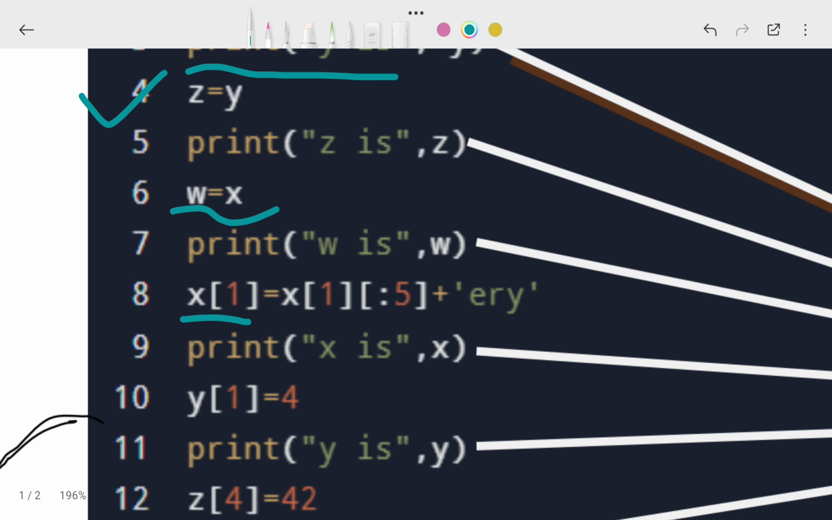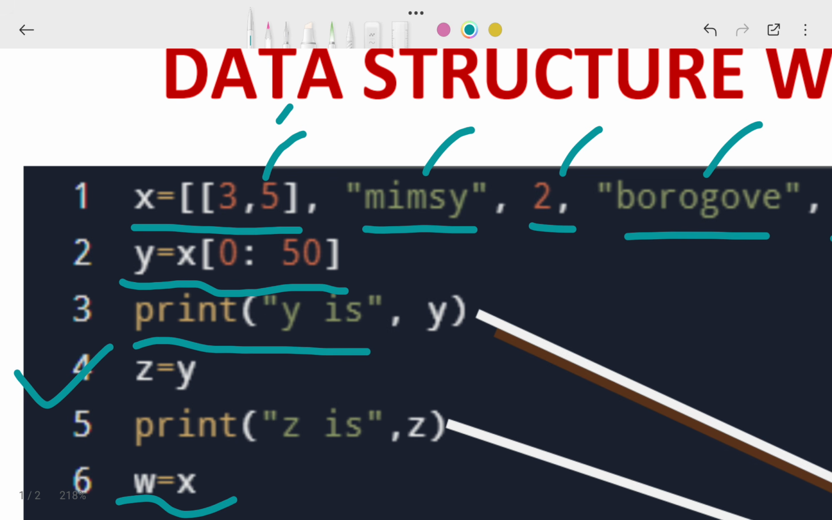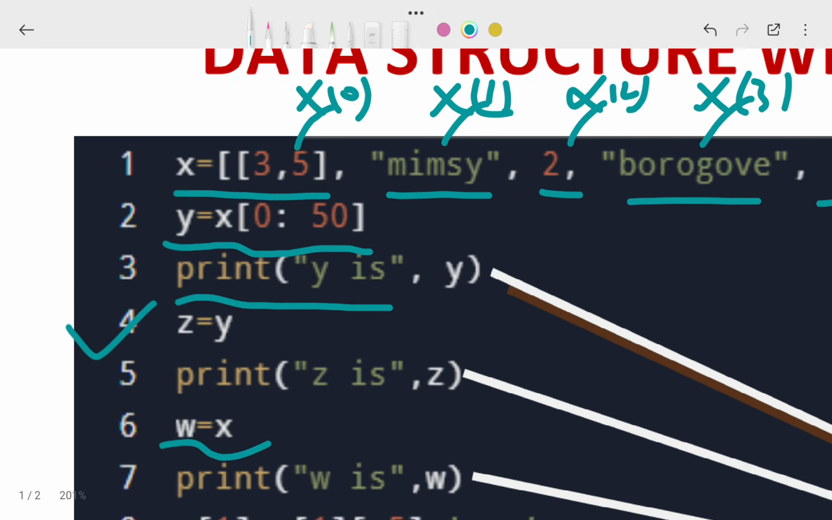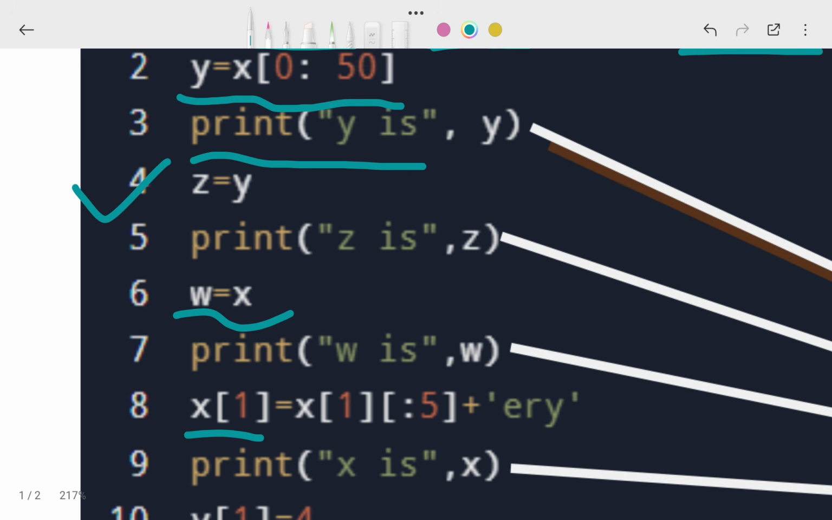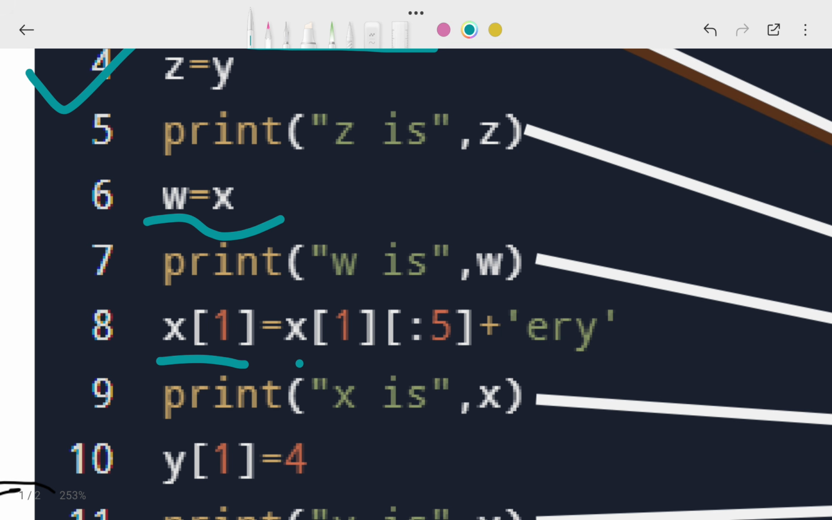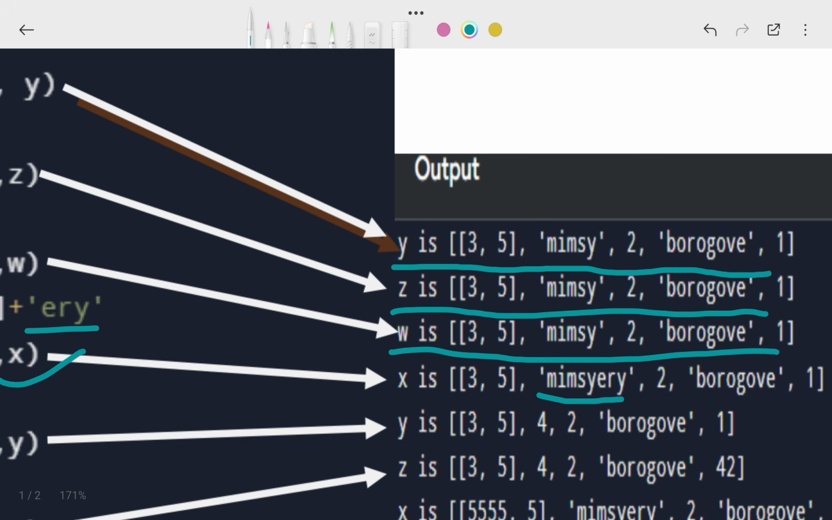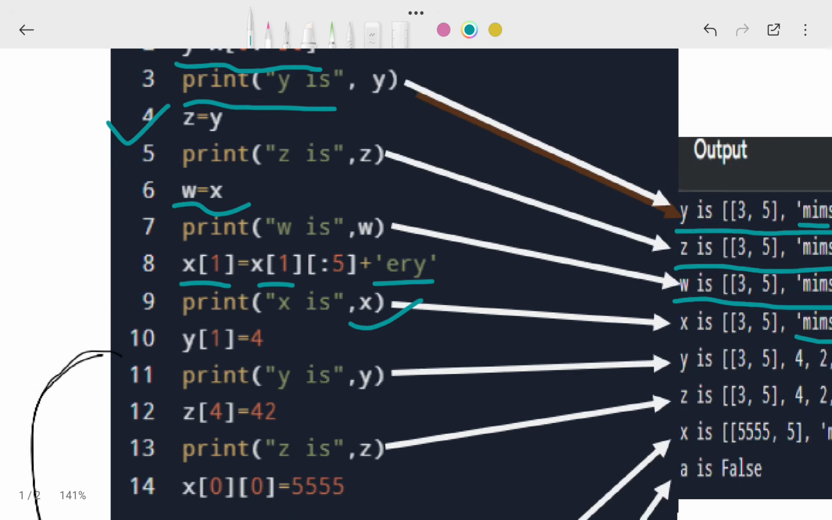You are writing x[1]. Okay, what is x[1]? This is x[0], this is x[1], this is x[2], this is x[3], and this is x[4]. So now what is x[1]? x[1] is this. So what we are saying is, in x[1] you have to append this "ery". So if you print the value of x now, you can see at the third place, mim, before it was mimsy, now I appended "ery". Okay, so now this line is also correct.